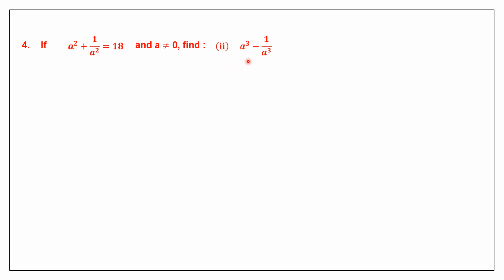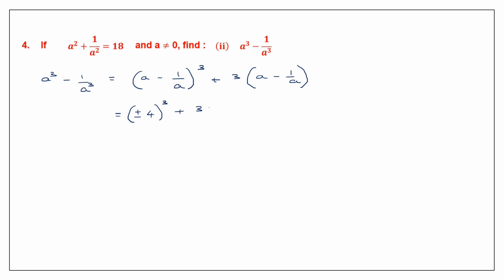The second part of the question, we need to find a cube minus 1 by a cube. Now there is a property for this, so let's apply that property. So a cube minus 1 by a cube. The property for this is (a minus 1 by a) the whole cube plus 3 into (a minus 1 by a). So this is the expansion for a cube minus 1 by a cube. Now in the previous question we found the value of a minus 1 by a, and that was plus or minus 4. So (plus or minus 4) the whole cube plus 3 into (plus or minus 4).